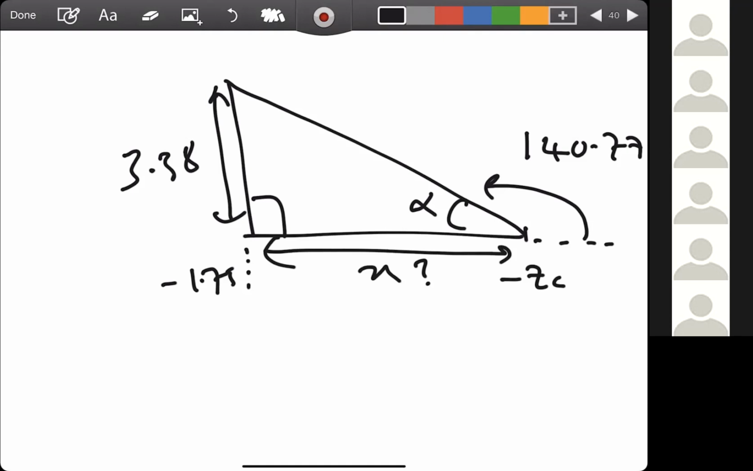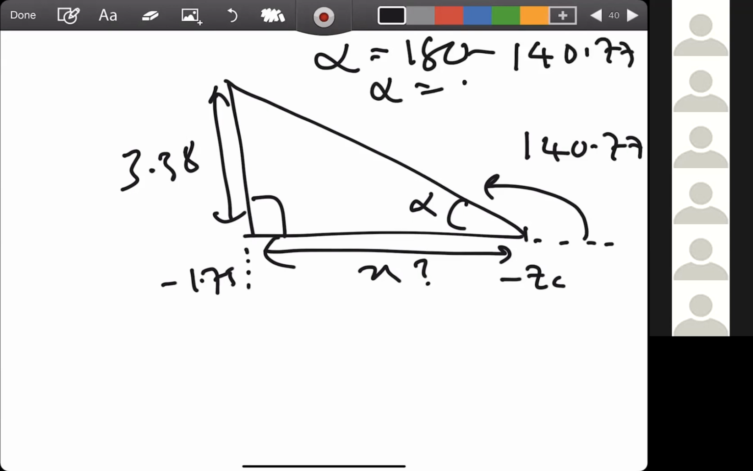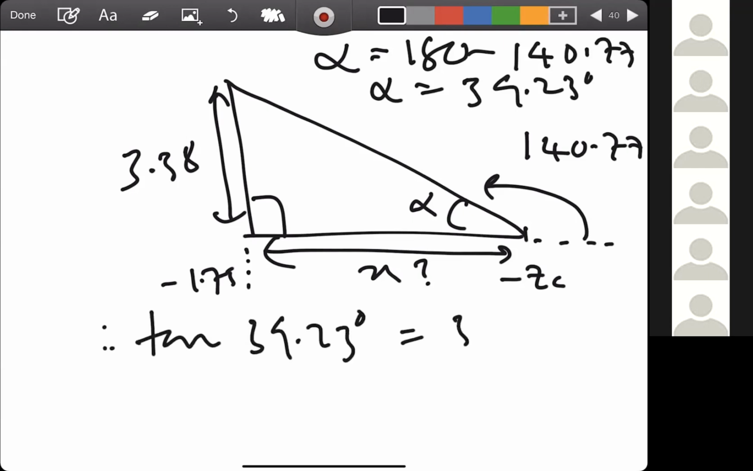Ivan, what is alpha? How to get alpha? 39.23. How do you get it? 180 minus 140.77. So alpha is around 39.23 degrees, right? So that's why 3.38 divided by x. So x is equal to 4.13.